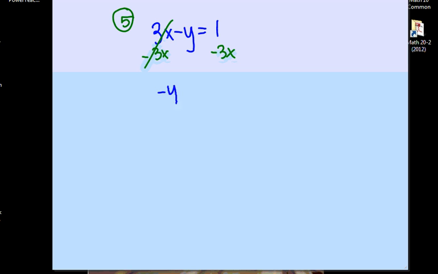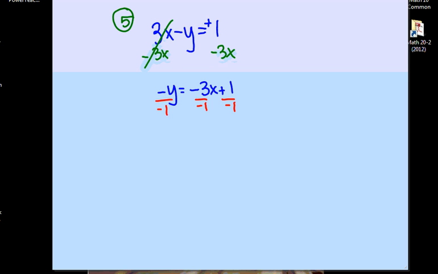Negative y equals, put the x first, negative 3x plus 1. The sign for the 1 is a positive if there's no sign there. Can we have a negative y? No, we want just y equals. So how do we get rid of the negative? Divide everybody by negative 1.